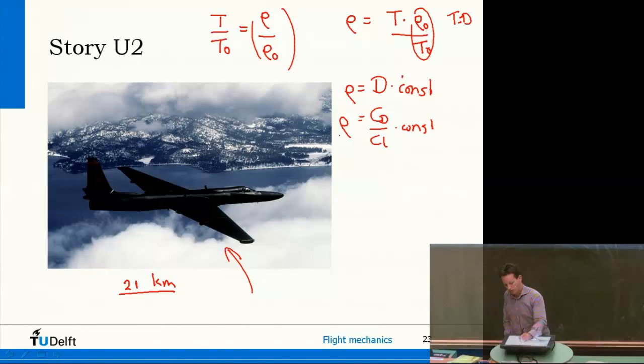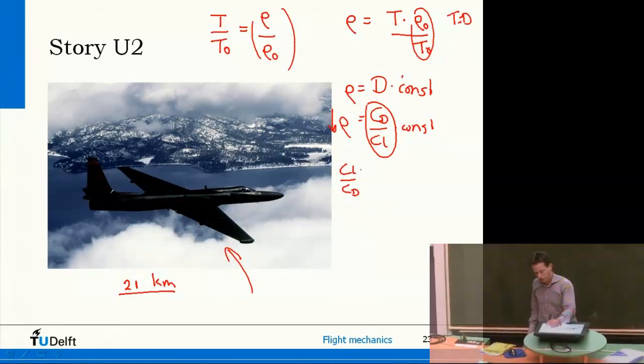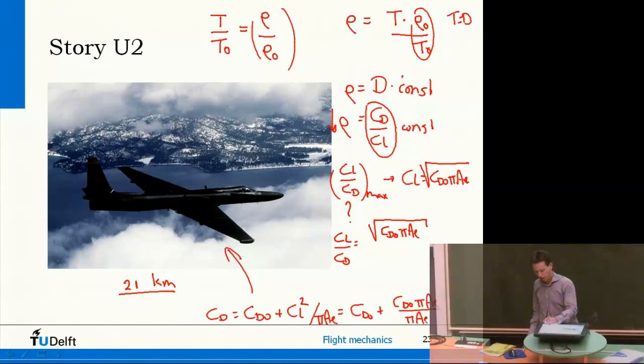So if you want to get this air density as small as you can, so you're flying at very high altitude, then basically CL over CD must be very large. So we have CL over CD maximum, which meant that we had this value of CL. And if you would then calculate, what is CL over CD? Then CL over CD would be square root of CD0 by AE. Of course, CD is this thing. And we know CL, so it's CD0 plus CD0 by AE divided by pi AE, which is 2CD0.